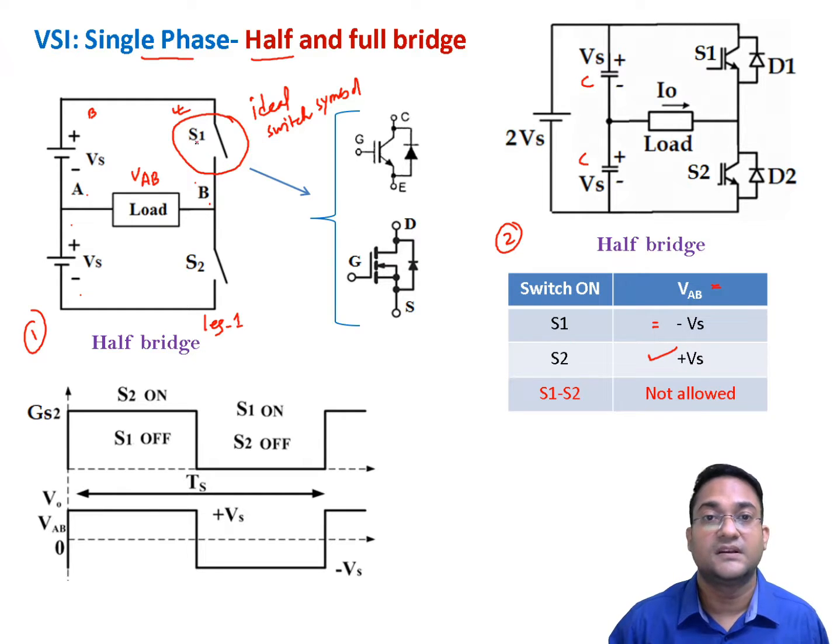Can I turn on S1 and S2 together? No, because if I turn on S1 and S2 together, this DC source will get short circuited through this path. So we should never turn on S1 and S2 together. Now if I turn on S1 and S2 at 50% duty ratio, so basically S1 is turned on for half of the time and S2 is turned on for half of the time, your output voltage waveform VAB looks like this one. When S2 is on, you are getting positive voltage same as Vs. When S1 is on, you are getting a negative voltage which is minus Vs.